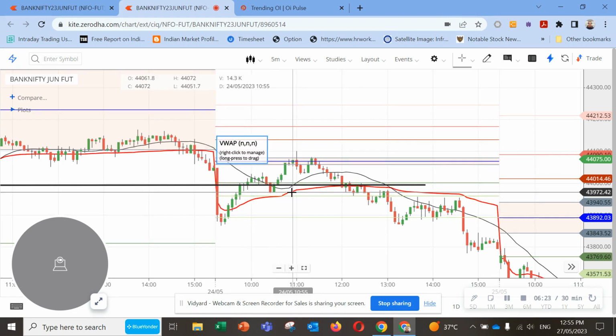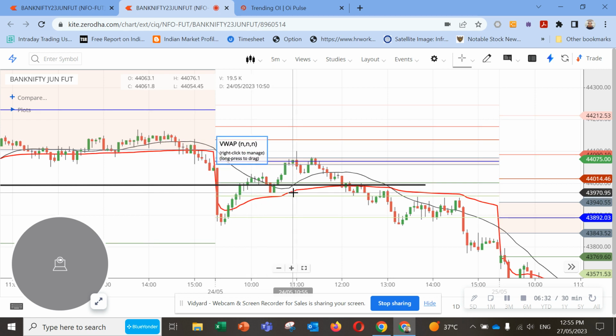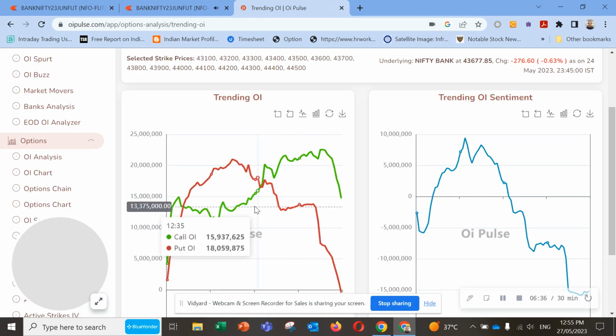Still, you can take it if you want, or I won't take a trade because I'm not going to make much profit here. Okay, I would still get 50 bucks, but if you're looking for more than 50, then you don't take a trade. Okay, then let us see when the market reversed.